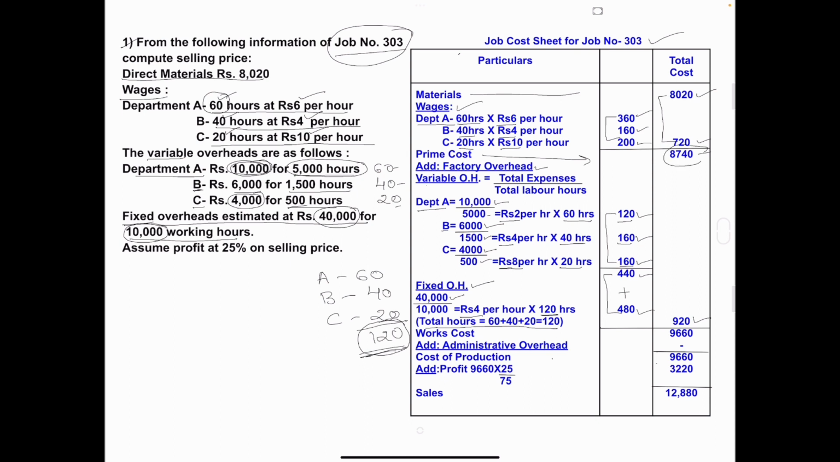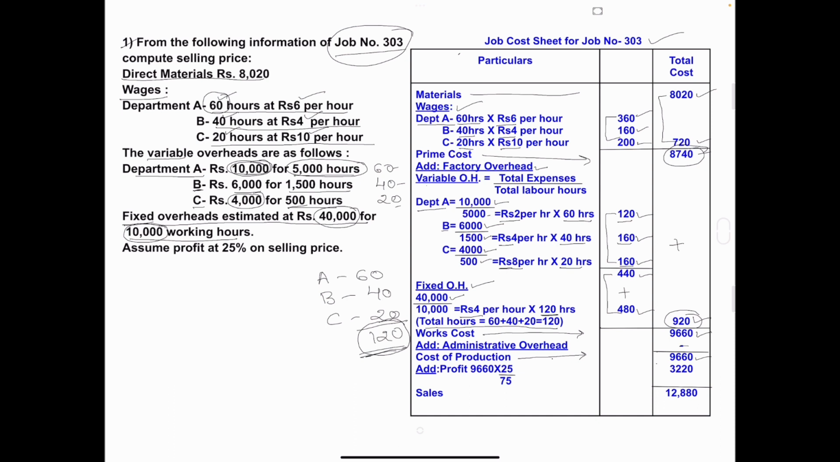Add these two amounts, 8740 plus 920, and the total is 9660. This is called works cost. Add administrative overhead. In this problem, they have not given information related to administrative overhead. Nil. Same amount 9660, and this is cost of production or total cost.